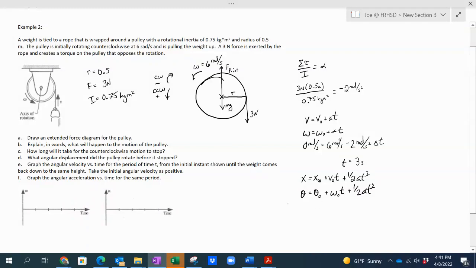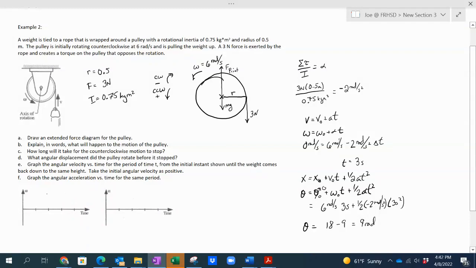So with this, we don't know what our initial position is, so we'll just call that 0. We're really only curious about the final angular position. We know the initial angular speed is 6 radians per second. It took 3 seconds for it to stop, plus 1/2 times the negative 2 radians per second squared times 3 seconds squared. So we have 18 minus 9, which is equal to 9 radians, our angular displacement.